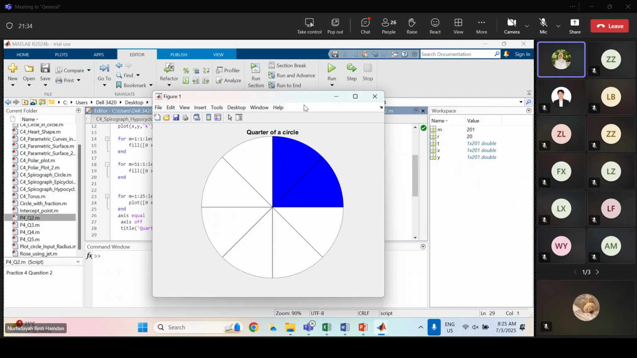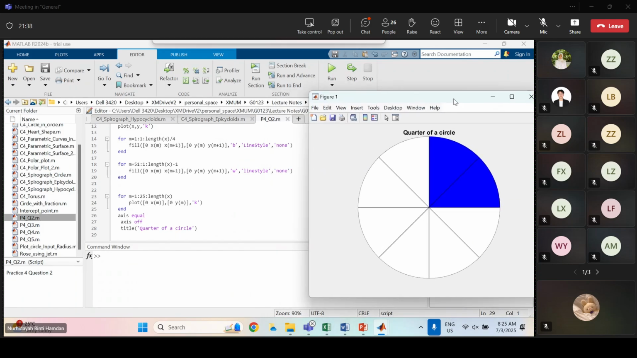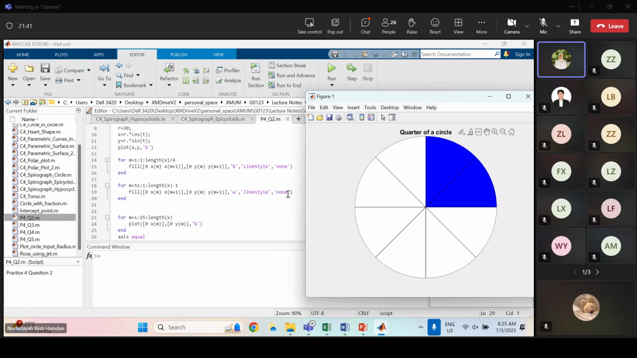Okay, so this is how you do it. Here M1 until 1, increase by 1 length x over 4. After that, I fill 0 xm until xm plus 1 and 0 ym plus 1. Then I put here blue color. And for the rest here, I start with 51 until M1 minus 1. Why minus 1? Because I don't want to touch the blue. Then white, line style none.